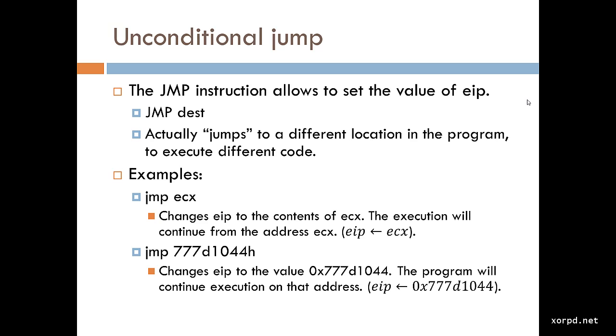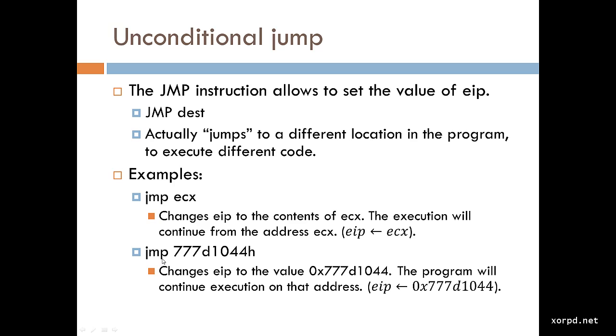this new location. Examples. Jump ECX. This instruction changes EIP to the contents of ECX. It means that the execution will continue from the address ECX. In a different formulation, it changes the value of EIP to the value of ECX.